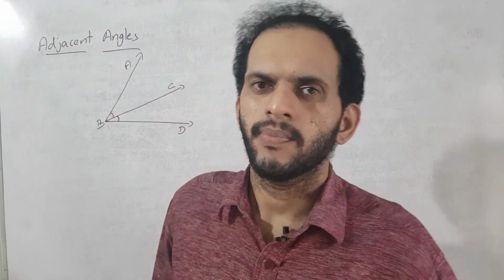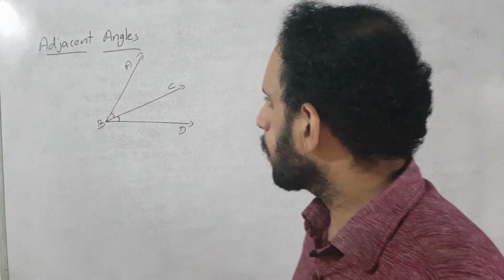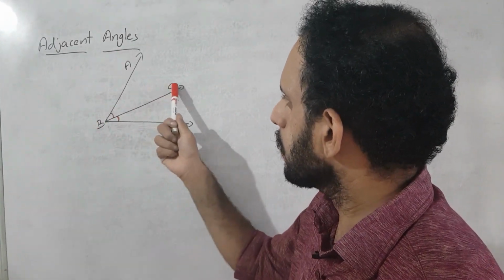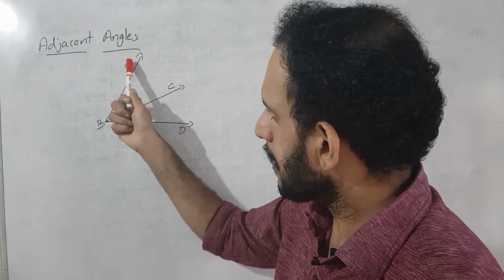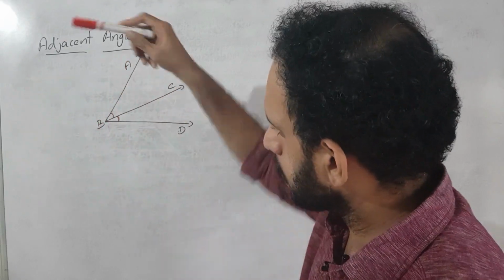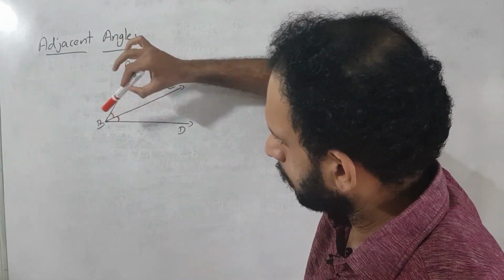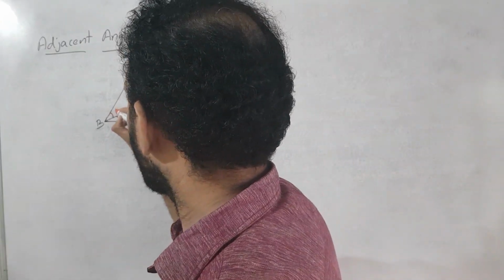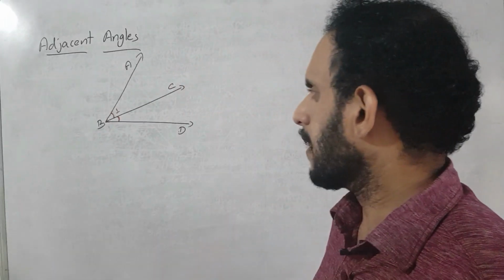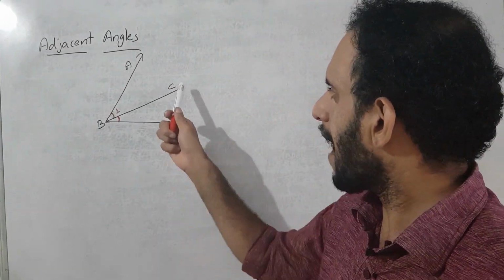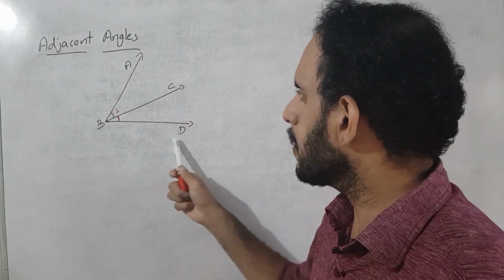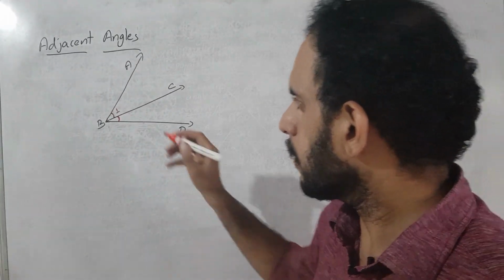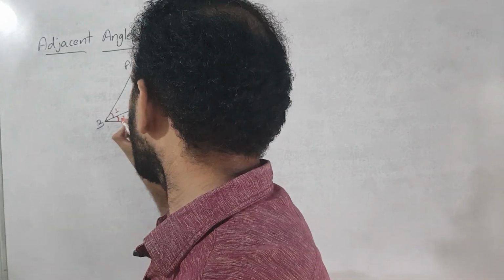In this figure, we have two angles. I mark the two angles. Angle ABC means this angle, and I mark it here as angle 1. The second angle is angle CBD. Angle CBD means this angle, and here I mark the second angle as angle 2.